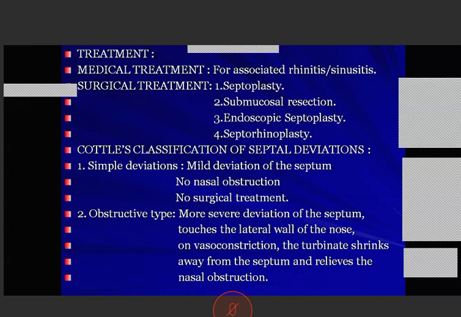So you know, what is Cottle's line? Cottle's line is an imaginary line drawn from the nasal spine of the frontal bone to the nasal spine of the maxilla.